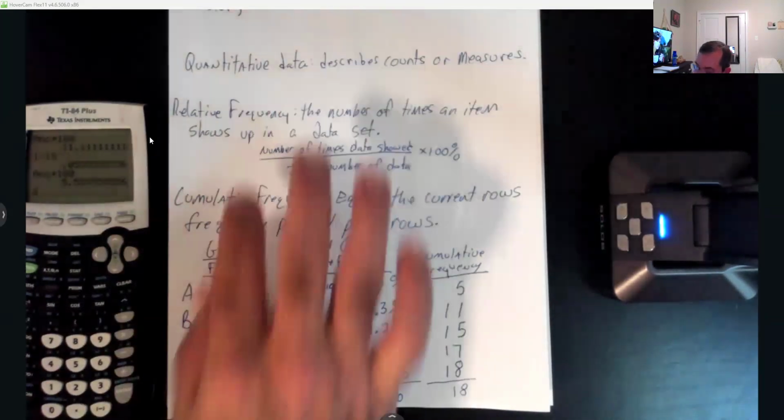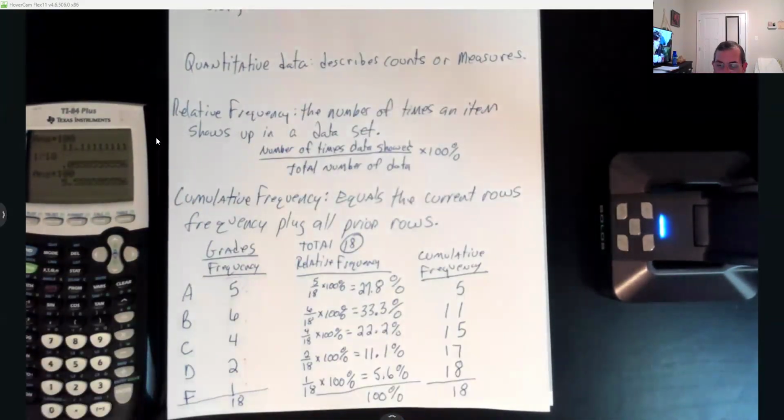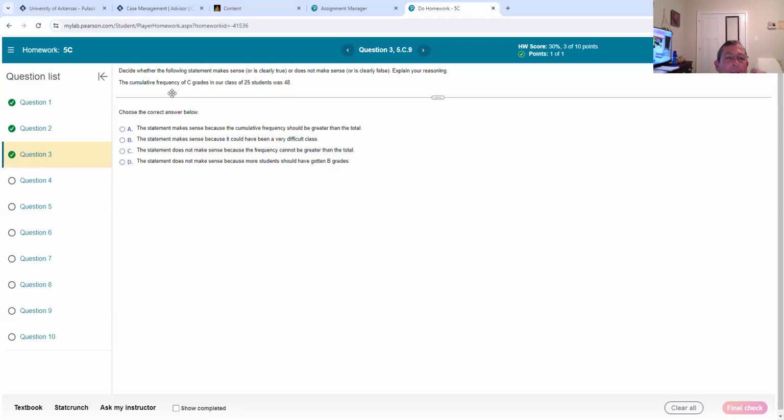All right, y'all, so I got them out of the way. Let's go see what we're going to do with this homework here. So look at this. The cumulative frequency of C grades in our class of 25 students. So you got a total of 25 students. They're saying the cumulative frequency was 48.